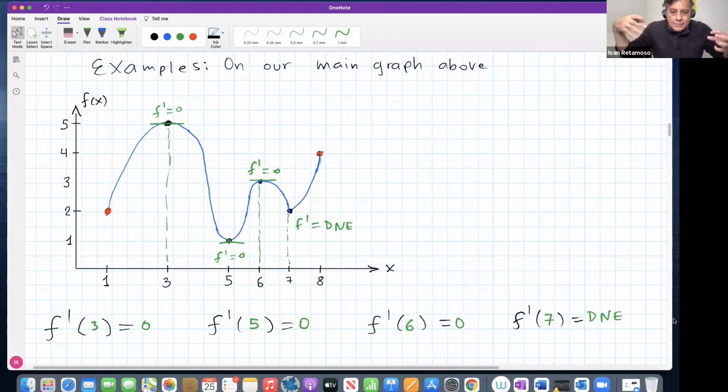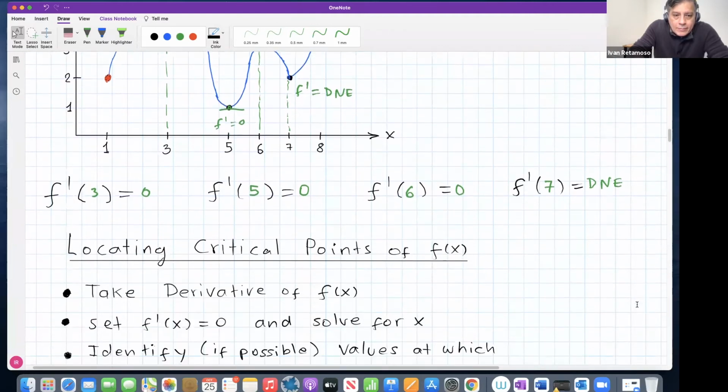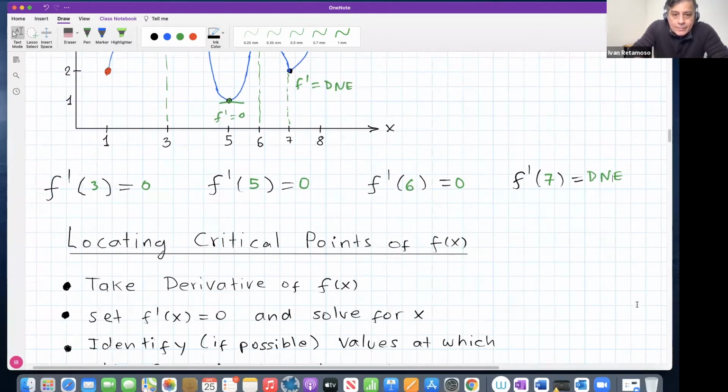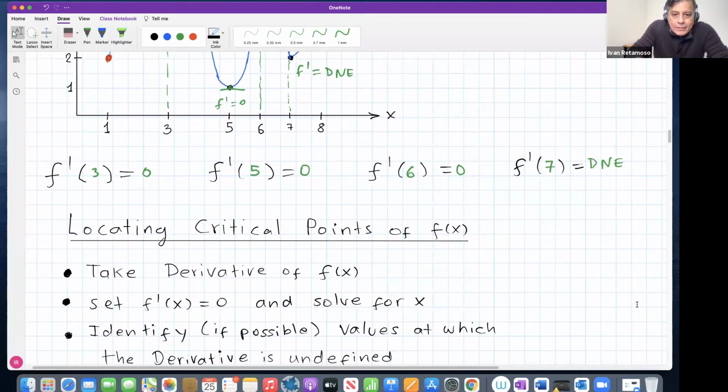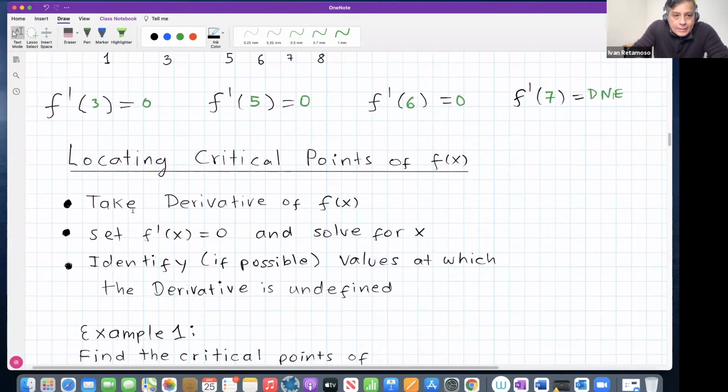Okay, so now let's put all this stuff together and come up with an algorithm to find these critical points. The algorithm the mathematicians figured out is this. Method to locate critical points of f of x. It comes in 3 steps. Step 1: take the derivative of f of x. Step 2: set the derivative equal to 0 and solve for x. That will give you the values of your critical points.